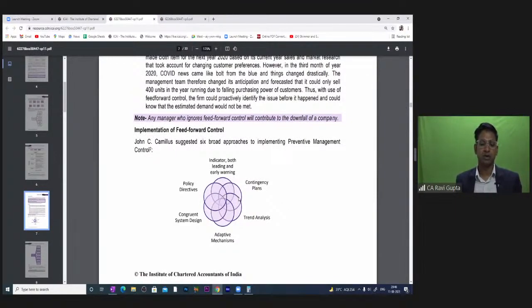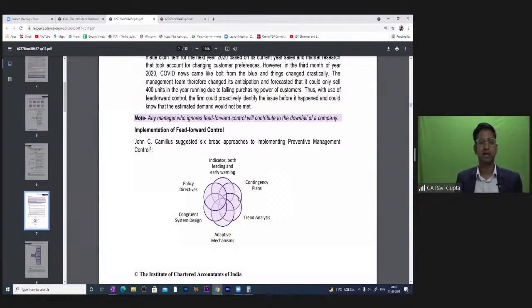Number 1, indicators, both leading and the early warnings. For preventive management, we must have certain indicators. Like if we know that there is a dispute going on in some other states and the prices could increase, these are the early indicators, right? Both leading indicators and early warnings. So this approach will definitely work in implementing preventive management.